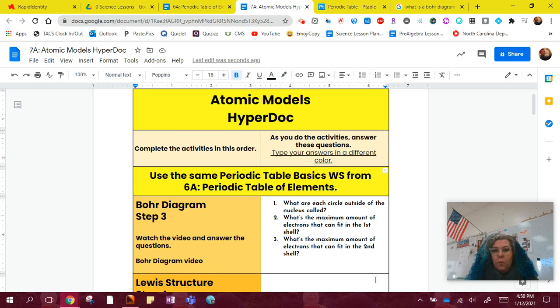Hey guys, today we're going to use the periodic table basics sheet from the lesson before, and we're going to learn about the Bohr diagram and the Lewis dot structure. Right now we're going to learn about the Bohr diagram.